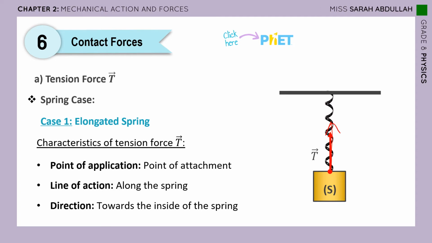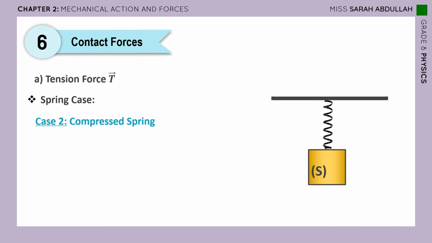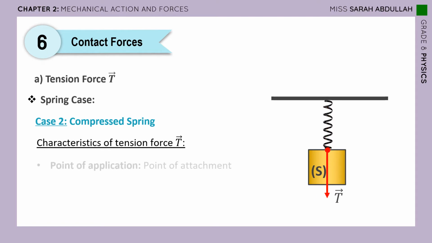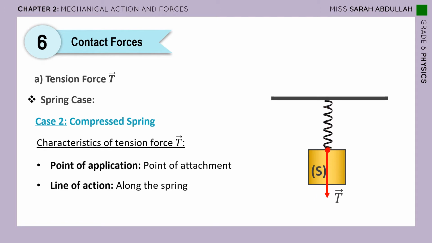All right? Now the case of a compressed spring, this is different. The point of application is still this point. The line of action is still along the spring, but the direction now would be towards the outside of the spring and not the inside, because if you are actually doing this, you would feel that there is a force pushing your hand, let's say outwards, all right? So this is the difference between a compressed spring and an elongated one.